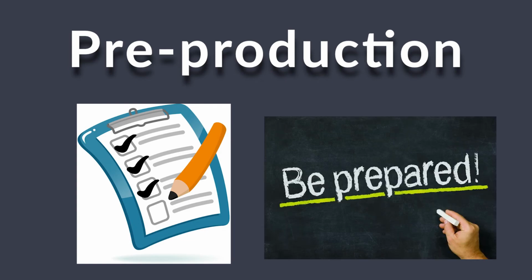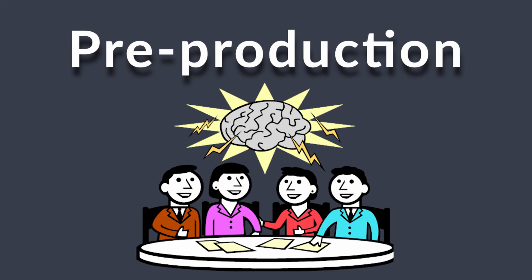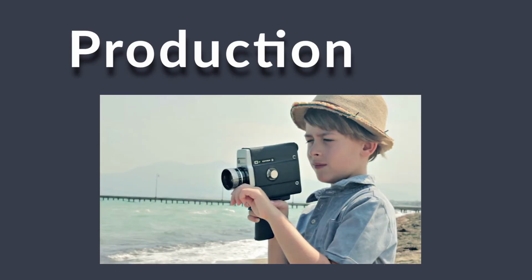This could be brainstorming ideas for a story, figuring out all of the props you need, all of the equipment, etc. And then we move on to production. And this is when you actually start filming. It's fairly straightforward. You just try and stick to the plan that you made in pre-production and make sure you have all of the footage you want before moving on.